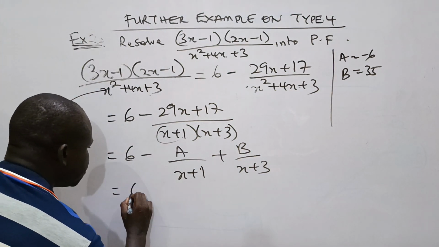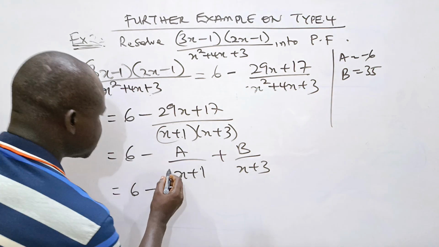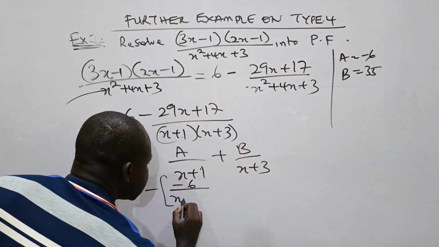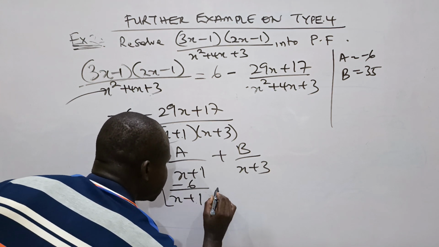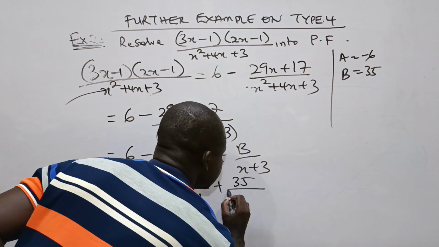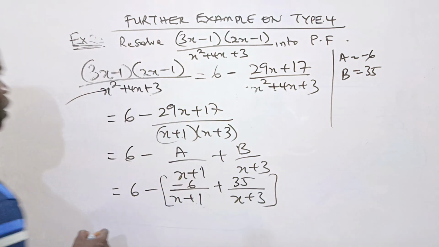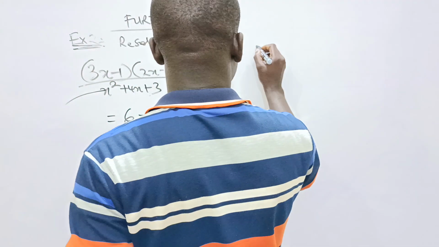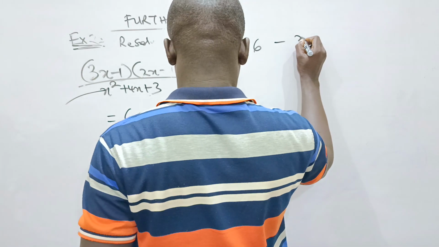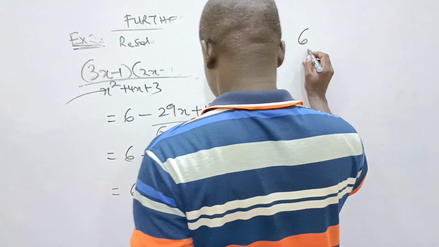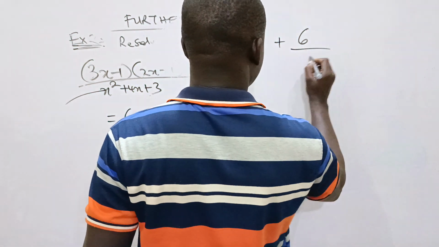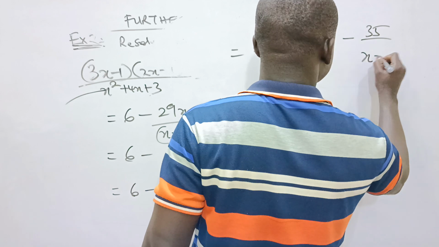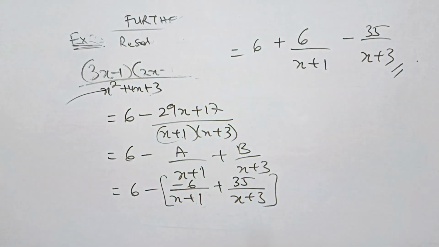So at the end of the day, the final answer will be a all over x plus 1, with a is minus 6, so I will have minus 6 all over x plus 1, then plus b is 35, 35 all over x plus 3. That's what you are going to get. So if I rewrite that correctly, at the end of the day, the final answer will be minus 6 all over x plus 1, then plus 35 all over x plus 3. That will be the final answer that we are going to get.